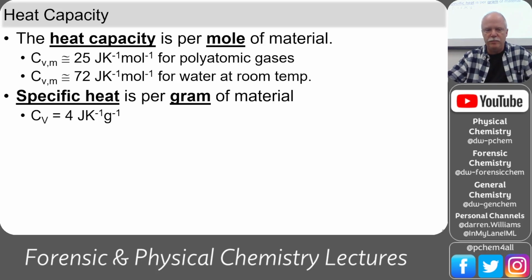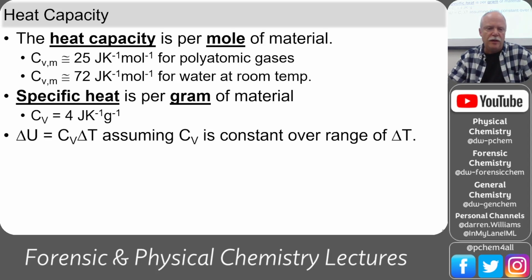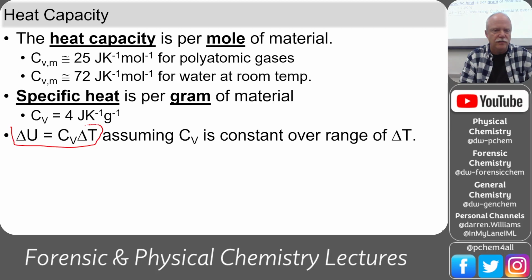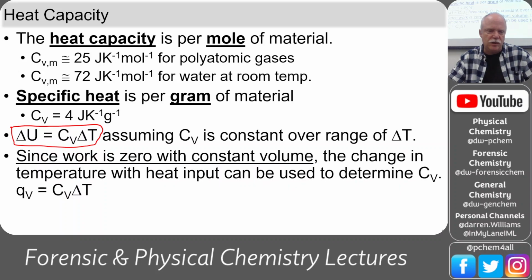Now, specific heat is per gram of material. And so for water, it's roughly 4 joules per gram per Kelvin. And then this delta U, this is a really important equation. We can get the change in internal energy directly from the change in temperature. So we will use this equation a lot over the next several weeks. So since work is 0 with constant volume, the change in temperature with heat input can be used to determine CV. And that's what we were just doing with that calorimetry experiment.